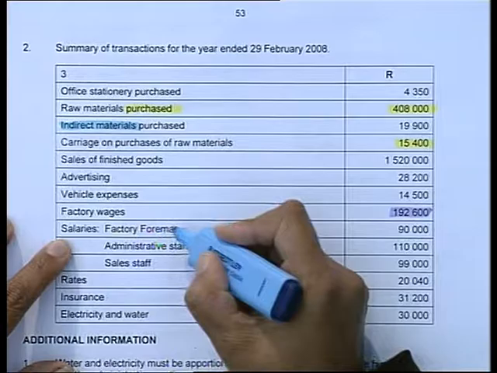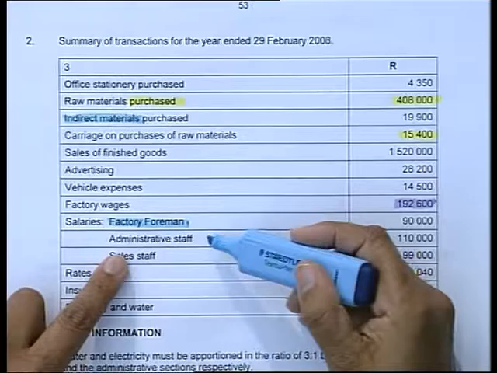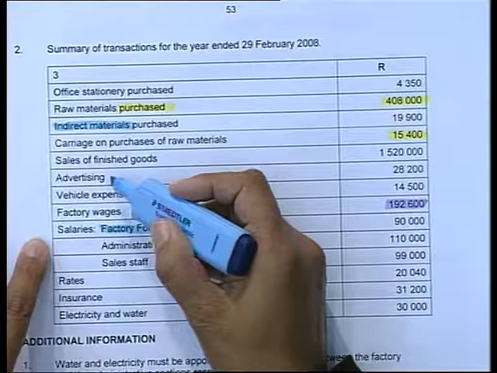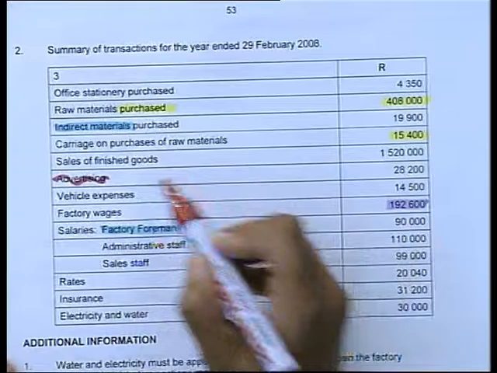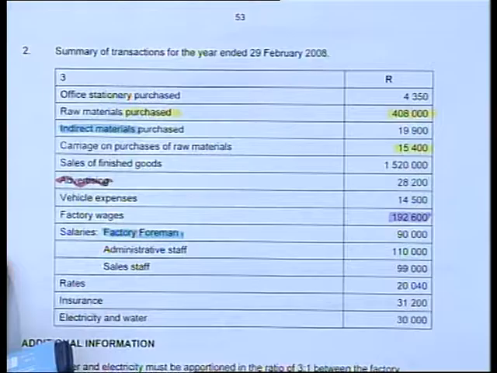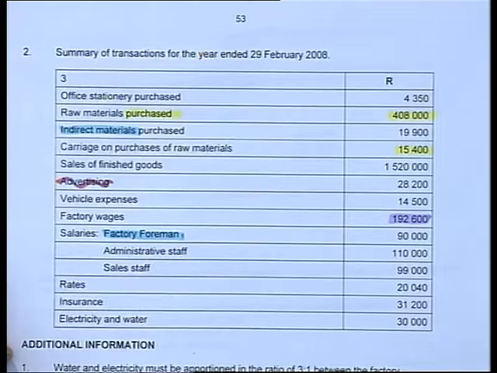Then we have factory foreman, the salary to the factory foreman. Learners, we don't put in administrative staff. We don't put in sales staff. We only consider factory-related expenses. Okay? I see advertising. I will not put in advertising ever. So I must scratch out advertising because advertising is a sales-related expense. Another sales-related expense is bad debts. So you will never put bad debts and you will never put advertising in your production cost statement because they are not factory-related expenses. Okay, they are sales and distribution expenses.